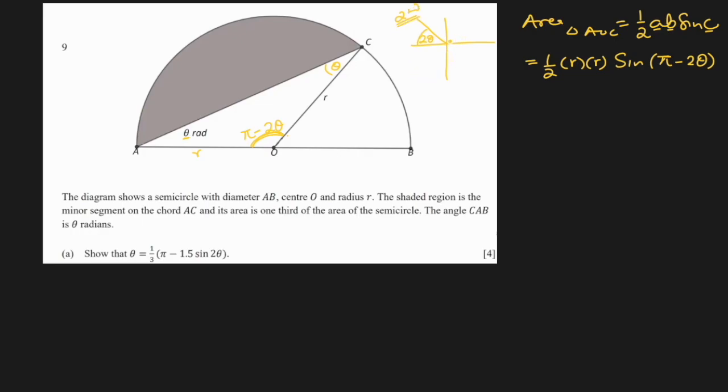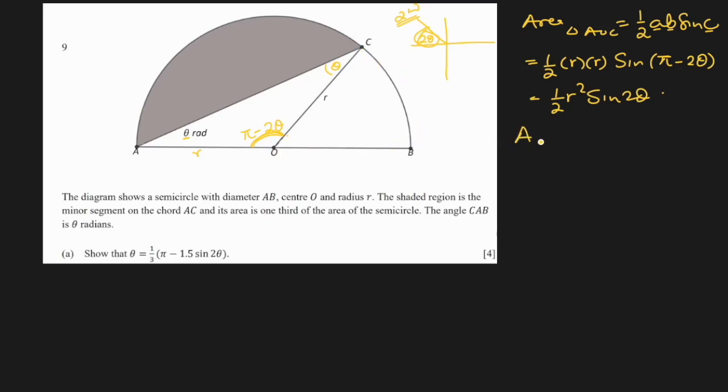So no matter what is 2 theta, the value of sine pi minus 2 theta will be sine 2 theta, because in second quadrant sine is positive. So I can simplify this as half r square sine 2 theta. Okay, so this is the area of the triangle. Let's talk about the area of this sector.